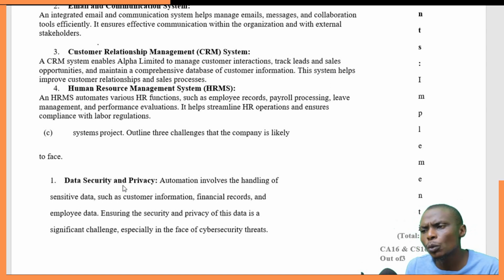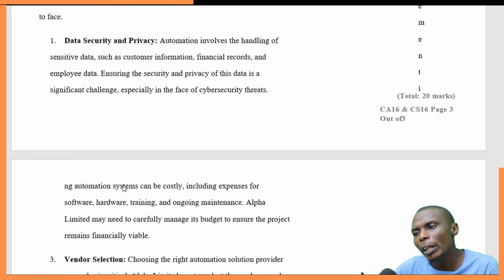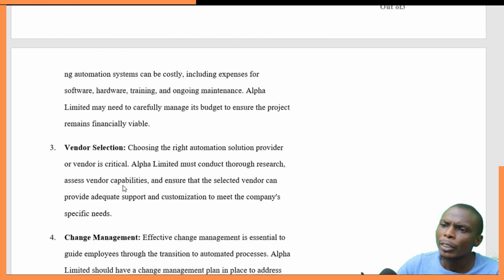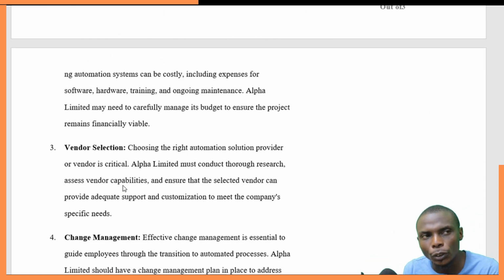This automation will involve handling of sensitive data. Remember, we are handling things like customer information, financial records, and even employee data. So ensuring the security and privacy of this data is very significant. It's a challenge, especially in the face of cybercrime. Now that we have very many threats, there is a very big challenge in ensuring the security of this data.